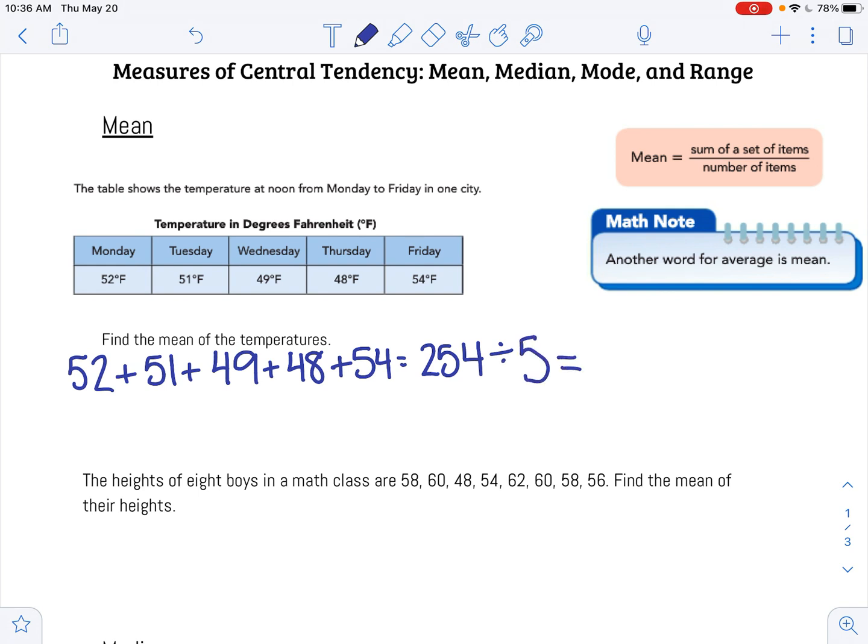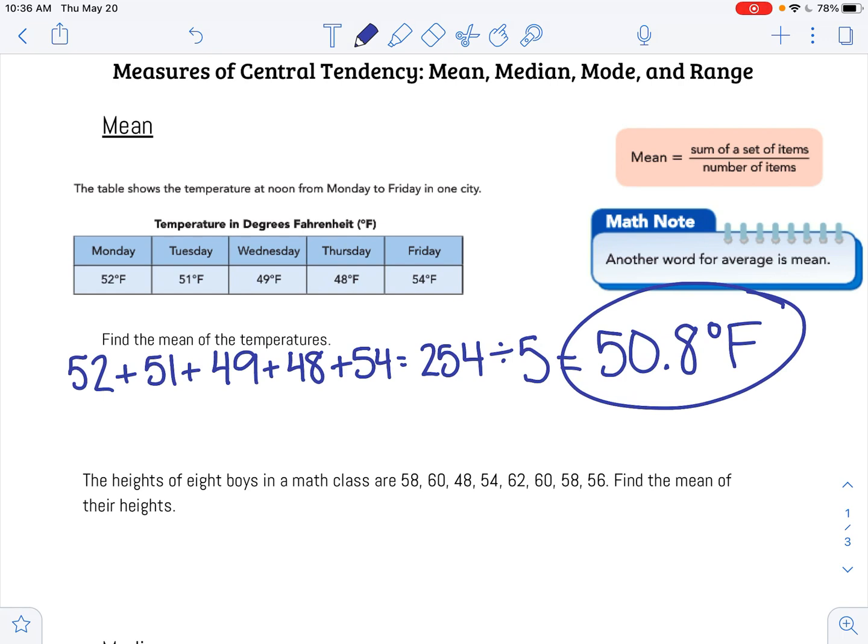Again, you can put that into the calculator, taking 254 divided by 5. And when you divide, you come out with 50 and 8/10. So 50.8 degrees Fahrenheit would be our average. So across all 5 days, it was on average 50.8 degrees Fahrenheit. Some days were lower, some days were higher.